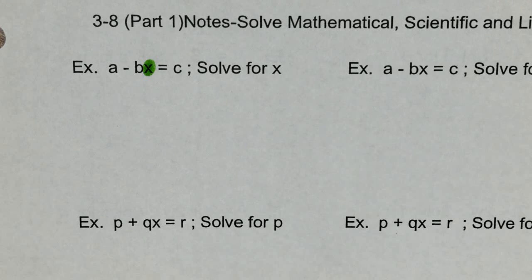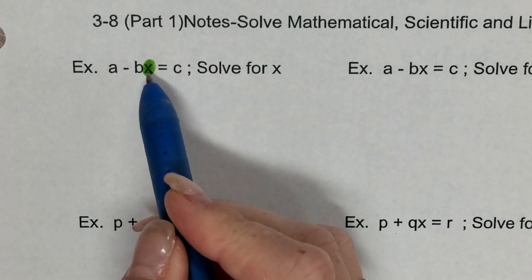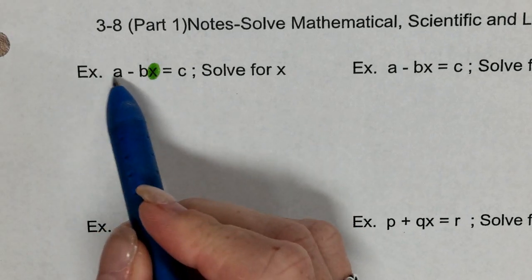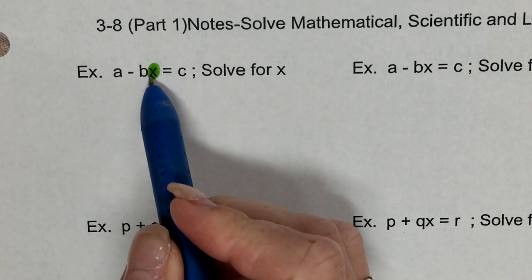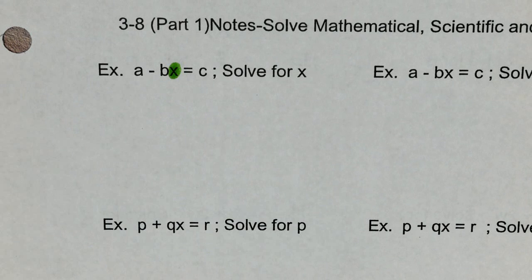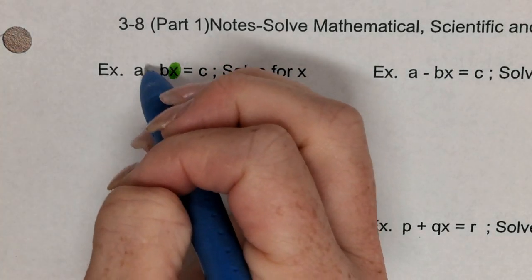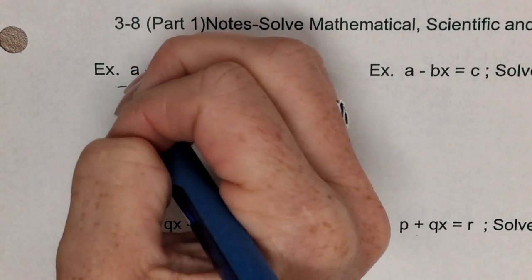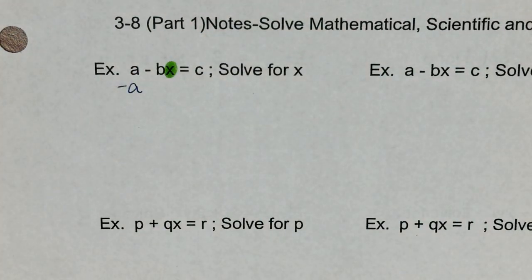So looking at it, what is on this side with X that I need to get rid of in order for X to be by itself? A and B. Which one is going to go first? A. Why? Because it's the constant. It's not attached to the X. Yes? So how would I zero out an A? Minus A. Whatever I do to the left, I have to do to the right.